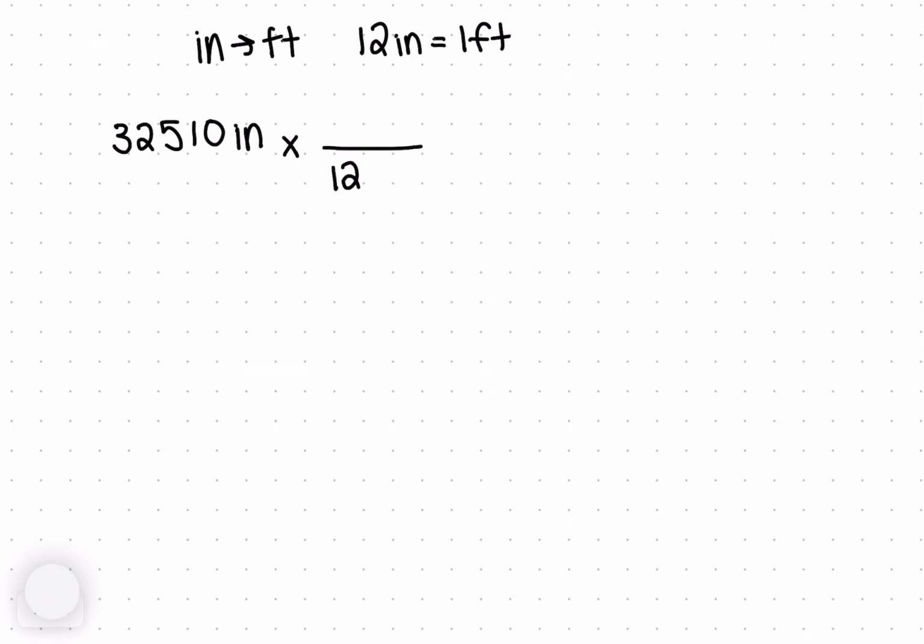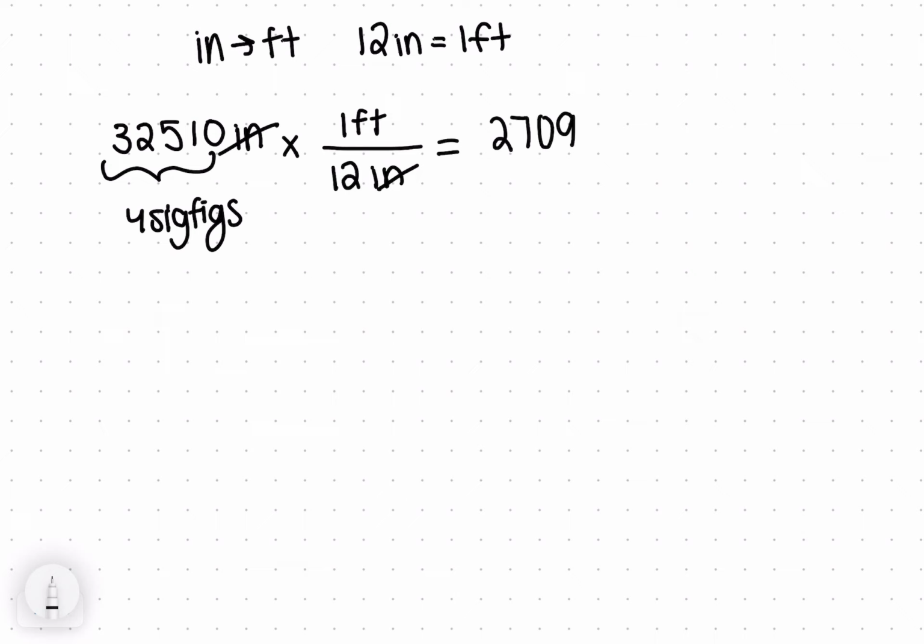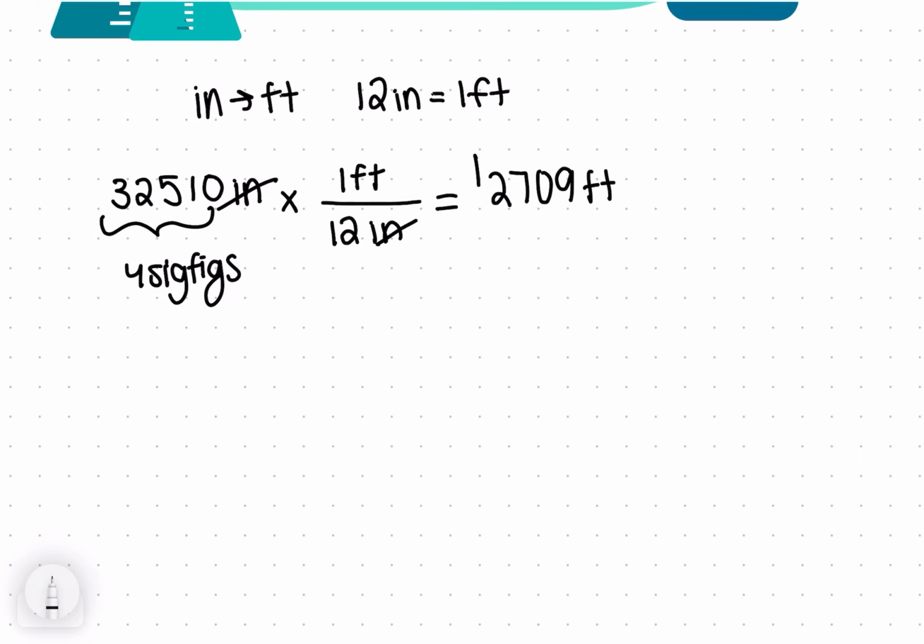As we did before, the inches is going to go in the denominator and the foot is going to go in the numerator. Then we're going to divide. We're going to have our 32510 divided by 12. Okay, we have this irrational number. So let's take a look at how many sig figs are here. There are 4 sig figs. So let's retain 4 sig figs in our final answer as well, 2709 feet. Don't forget your units. And then there we have our answer.